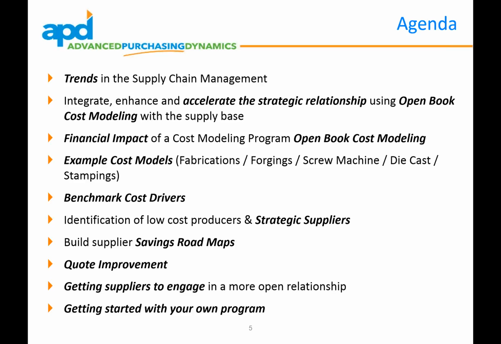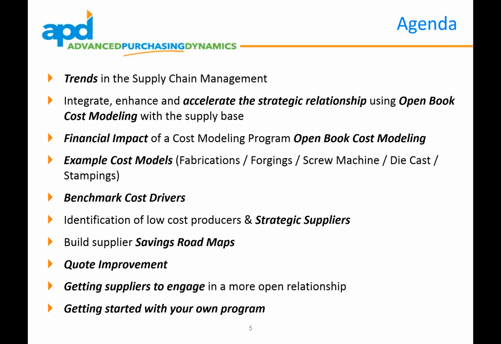We're going to talk about how best to use some of those cost drivers, some of that information, to identify strategic suppliers going forward and help you make good decisions for your business, or to help your customers make good decisions for their business. And then we'll continue by talking about how you use that information to build savings roadmaps and quote improvement, and how open book costing can really help along those lines.